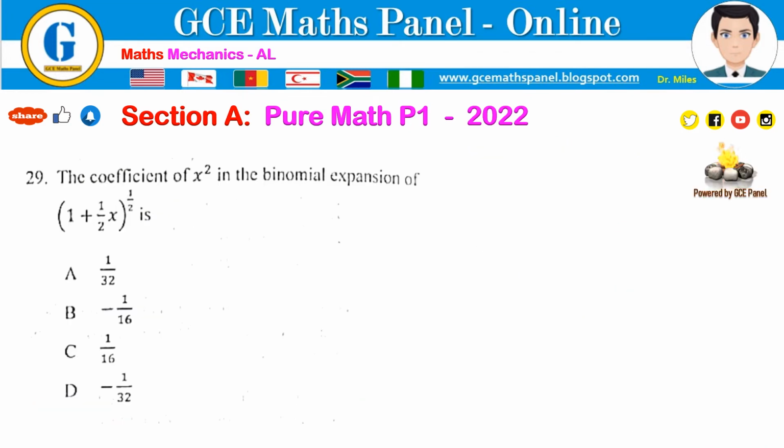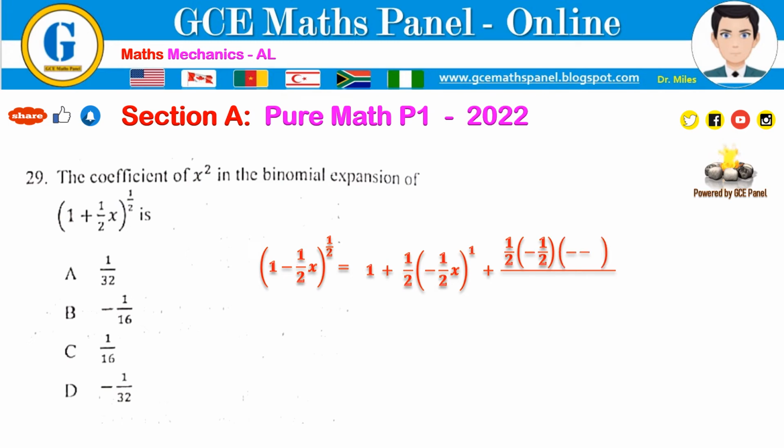So 29, the coefficient of x squared in the binomial expansion of that is... we can use a shortcut, but I think we can equally go by actually expanding this. Expanding this will give us 1 plus a half into minus a half to the power 1 plus. So when we expand all of this, this is what we have.